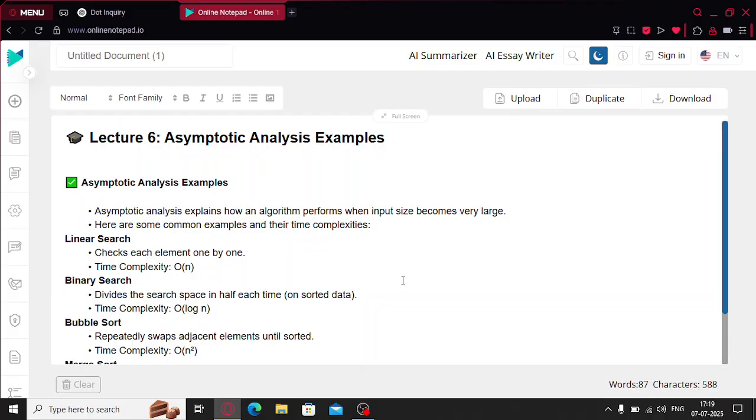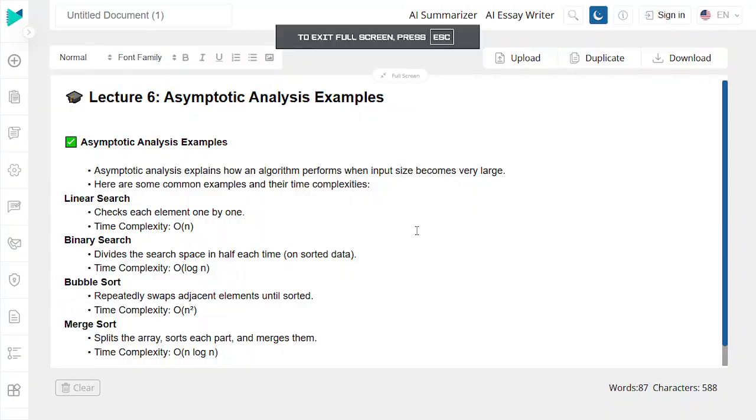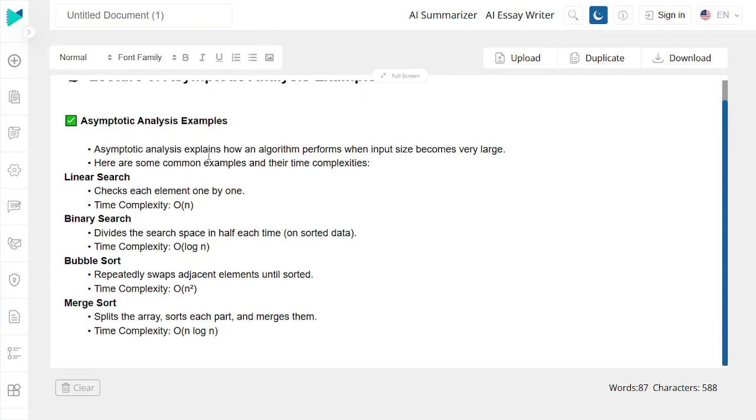Hello friends, we will be continuing our DSA series, and in lecture number 6 we will be learning about asymptotic analysis examples. So what are the asymptotic analysis examples? Basically, they explain how an algorithm performs when input size becomes very large. Here are some of the common examples and their time complexities.